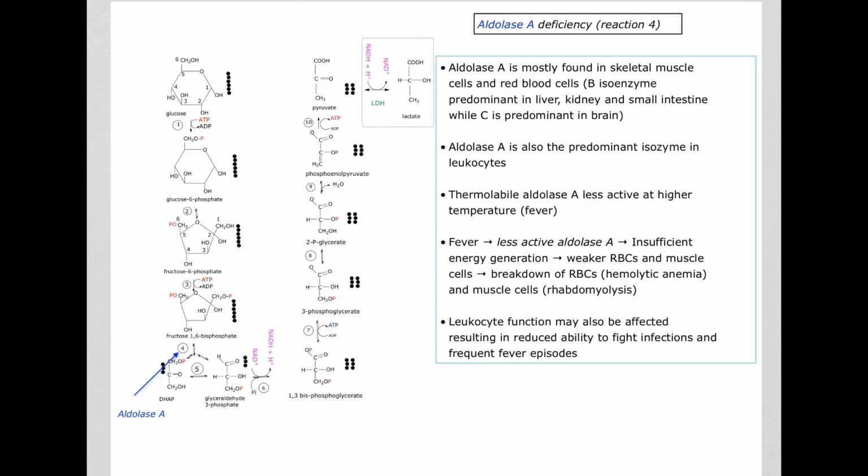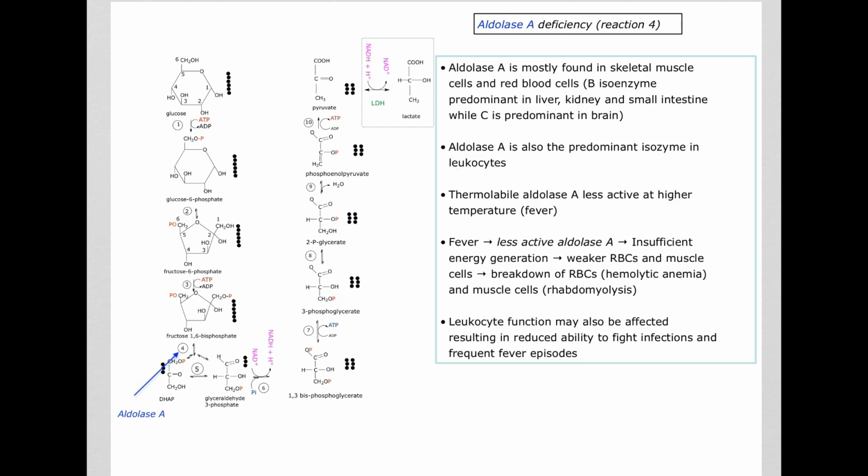There are various isoenzymes of aldolase. So aldolase A is mostly found in skeletal muscles and red blood cells. So this deficiency is aldolase A deficiency. Now, aldolase B is predominant in liver, kidneys, and small intestine, while aldolase C is predominant in the brain. Leukocytes, the white blood cells, also predominantly have aldolase A.